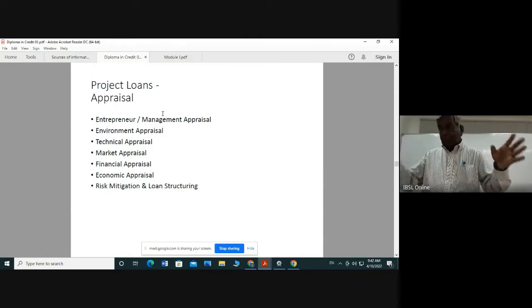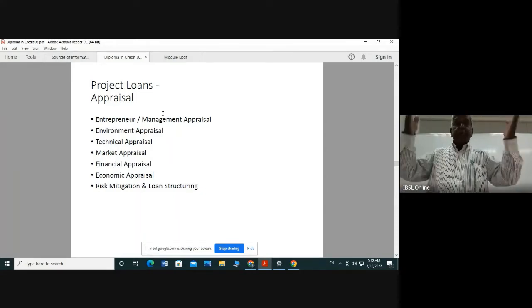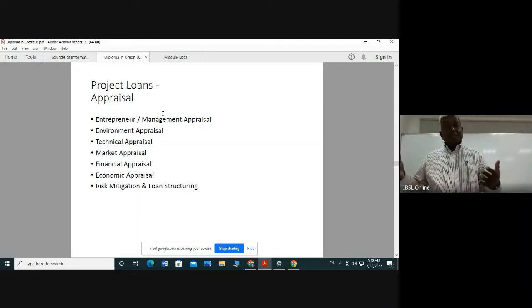Project loan appraisal covers entrepreneur and management appraisal, and environment appraisal: you appraise the environment, whether it is suitable for this enterprise. Technical appraisal, whether they are capable of doing this business technically. Market appraisal, then financial appraisal, and economic appraisal, whether this project is giving benefits to the country, such as employment creation, export potential, or import substitution, and various other things we will consider. And finally, risk mitigation, how to reduce the risk, and loan structuring. Here also, you have to provide various credit facilities. So loan structuring is also important.